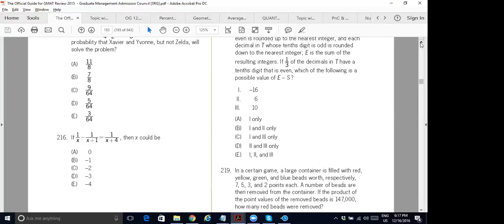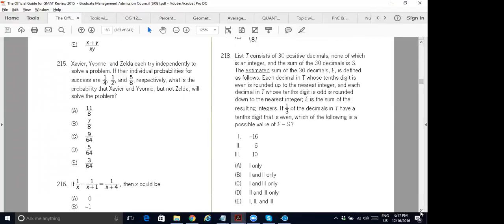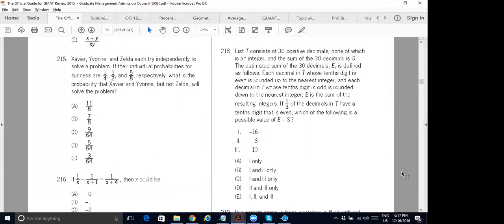This is complicating the question. The question is easy, but the way it is set up makes it slightly difficult. Question number 218. Oh my god, okay.